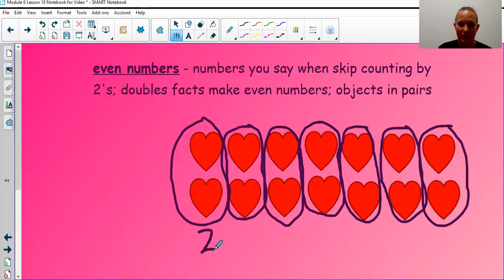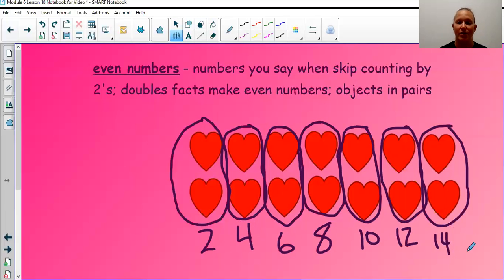I have 2 here, 4, 6, 8, 10, 12, 14. So I have 14 hearts all together. I want you to think about whether 14 is an even number. You're correct. 14 is an even number.